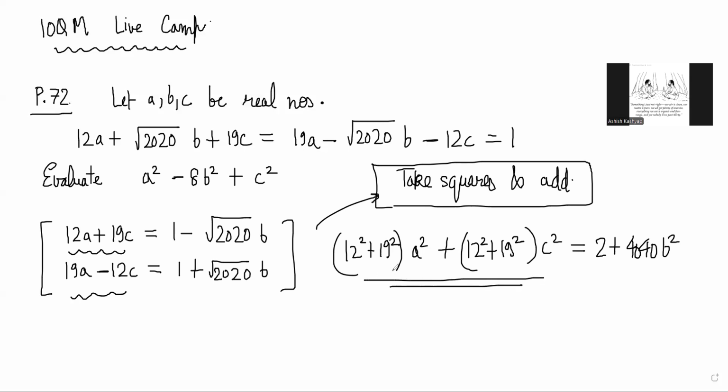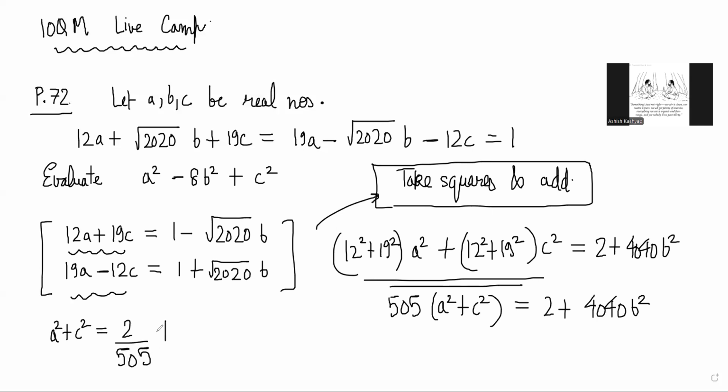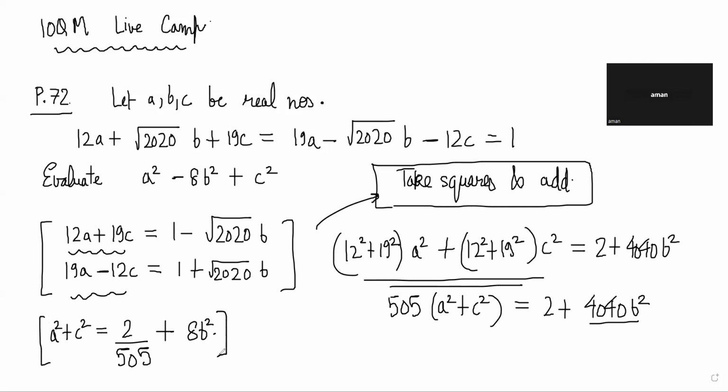And on this side, what do we have? We have 12 square is 144 plus 19 square is 361. So it will be 505. A square plus C square is equal to 2 plus 4040B square, right? So from this, what we got is A square plus C square is equal to 2 by 505 plus, notice that this is 505 divided by, this becomes 8B square. Correct? And the answer is 2 by 505.